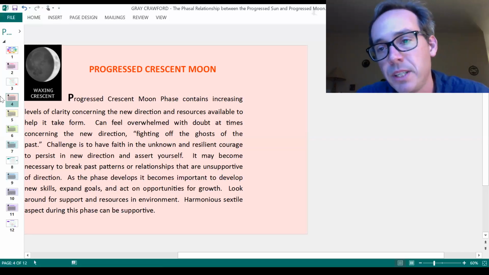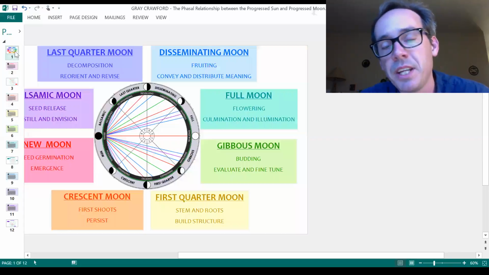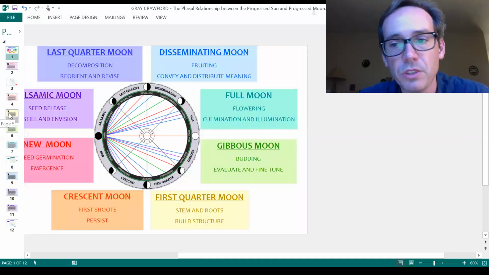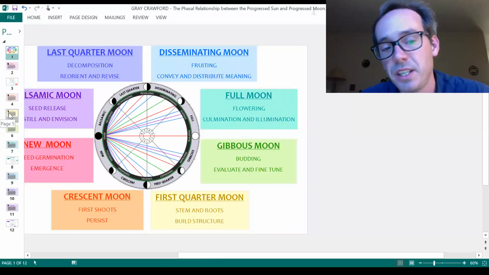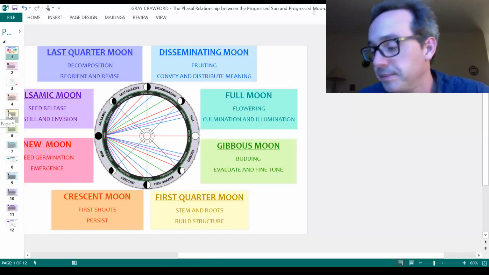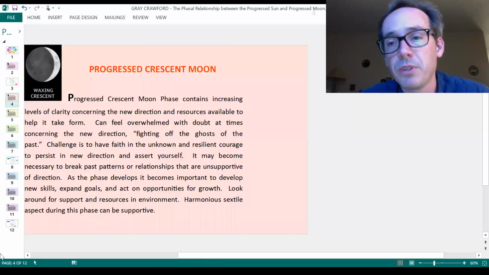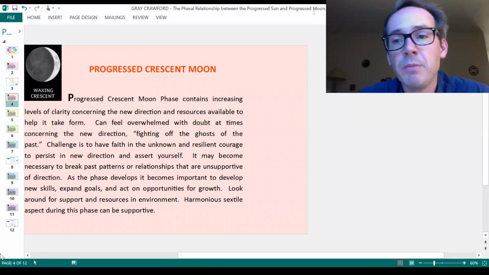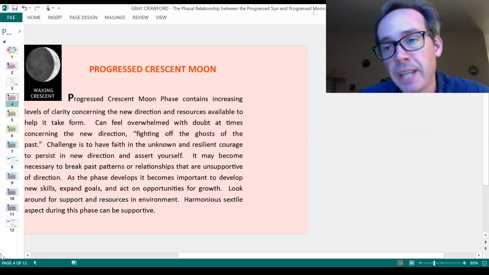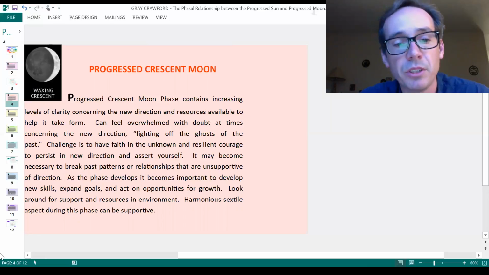Because you can think about that back to that screen at the beginning. It's sort of like the first shoots coming up. So the plant at this stage is actually very vulnerable to the elements, to animals, to whatever. And so it's all about persisting, just like it says there. You have to at times really look around you to see what's around you as a support. You're going to maybe have to break past patterns or past relationships, even whatever's not supporting you in a direction.